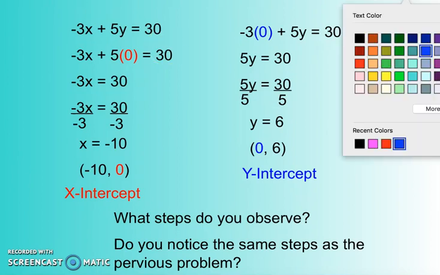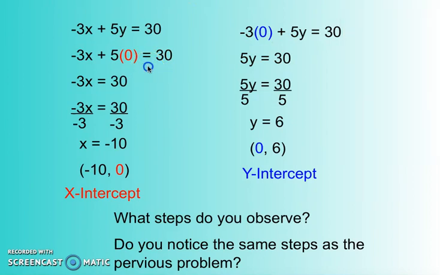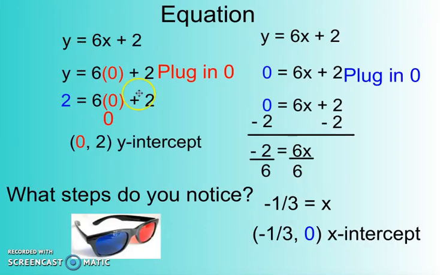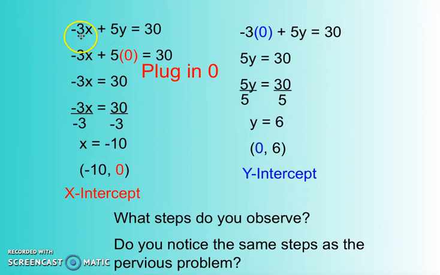Okay, same thing. If you look at this one, are we doing the same steps? Did we plug in a 0? Did we plug in a 0 the same way? Yes, I know this equation looks different than the one before. If you look at the one before, this one was y equals something. Over here, this is -3x plus 5y. So the y is not by itself. But are these the same steps?